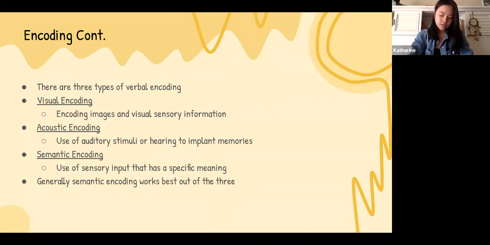And then we have acoustic encoding. This is the use of auditory stimuli or hearing to implant these memories. If someone were talking and they use alliteration, that's going to help you remember those specific phrases easier because it pops out. And then we have semantic encoding. This is the use of sensory input that has a specific meaning, so definitions. If you try to remember a specific term, it might be easier to remember it by the definitions of the words. Generally speaking, semantic encoding works best out of the three.